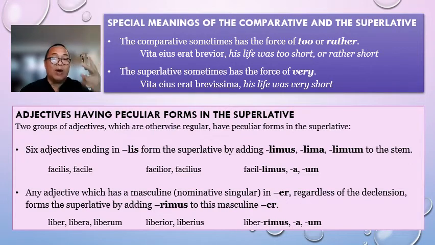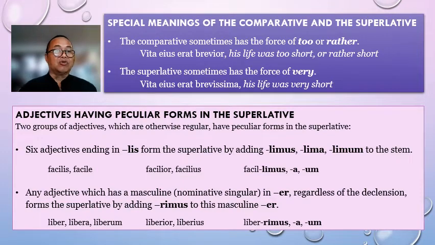So the opposite of facilis is difficilis, another adjective ending in lis. So you can also say difficilimus, difficilima, difficilimum. So you no longer say difficillissimus, difficillissima. No. Just add limus, lima, limum to these 6 adjectives ending in lis.